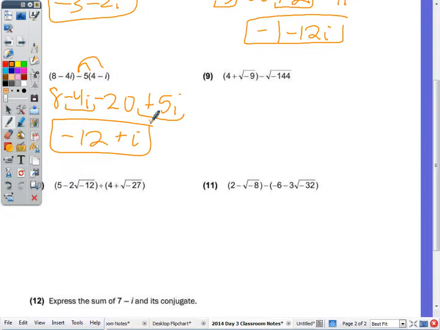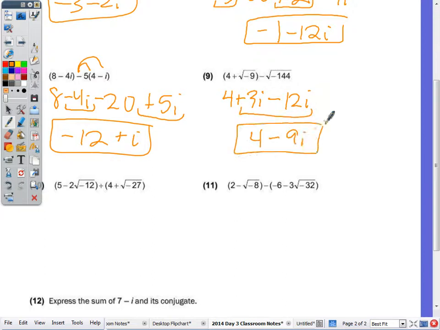Next one is not in terms of i at the moment, but you should recognize any negative radicand is an i term. So this is really 4 plus the square root of negative 9? 3i minus 12i. Combine the two i terms and it's 4 minus 9i.